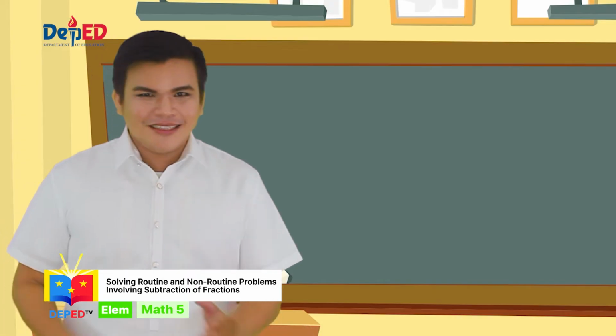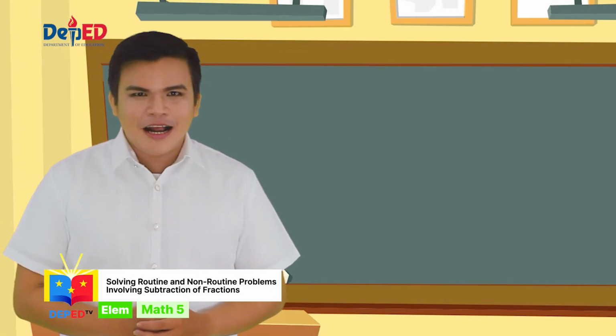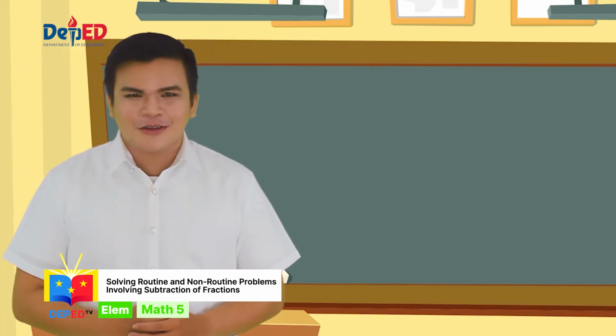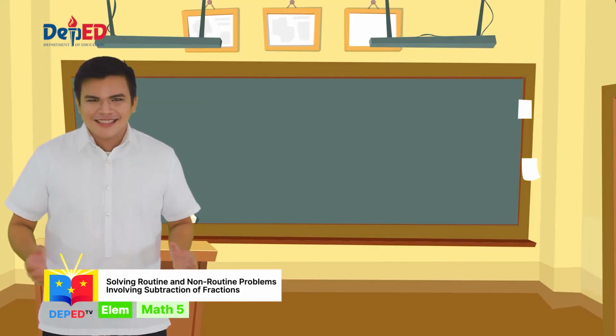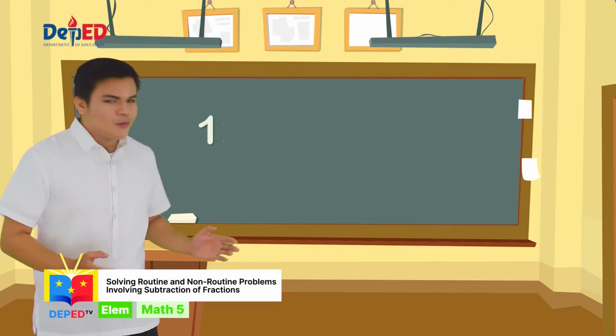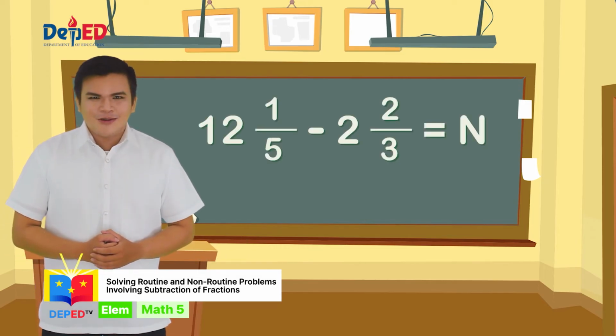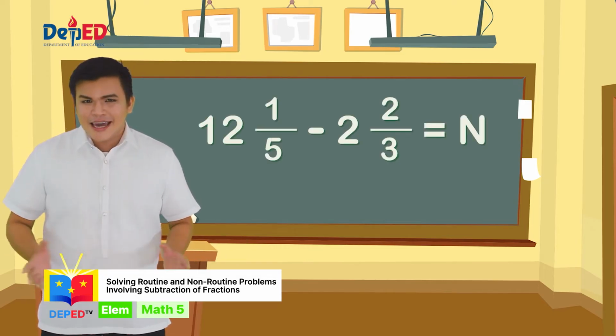Math in a day! Math heroes, this time we will subtract mixed fractions having different denominators with regrouping. Follow these steps. Take this example. 12 and 1/5 minus 2 and 2/3 equals n.